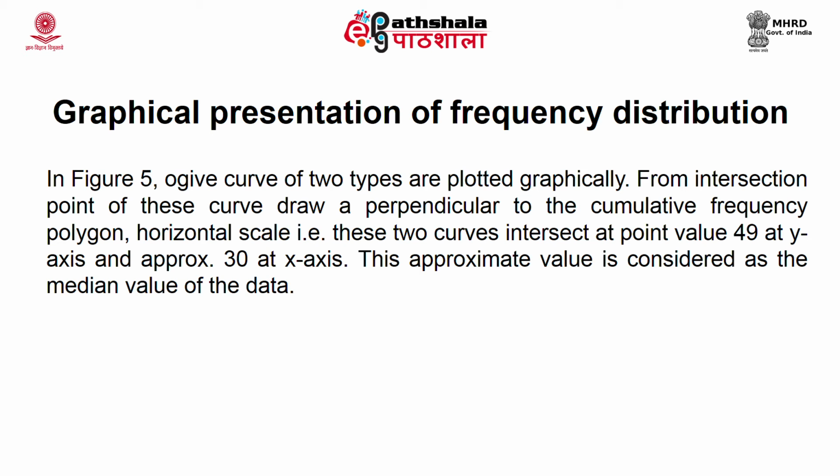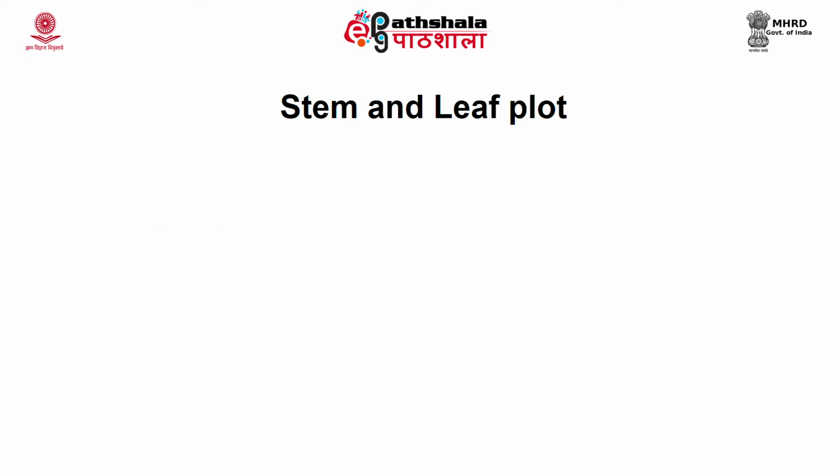In figure 5, ogive curves of two types are plotted graphically. From the intersection point of these curves, draw a perpendicular to the cumulative frequency polygon horizontal scale. These two curves intersect at a point with value 49 on the y-axis and approximately 30 on the x-axis. The approximate value is considered as the median value of the data.